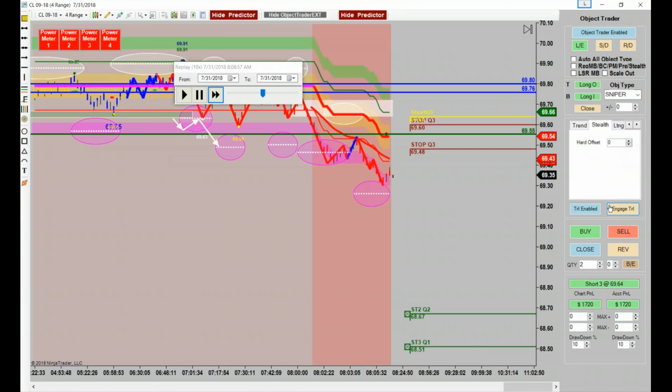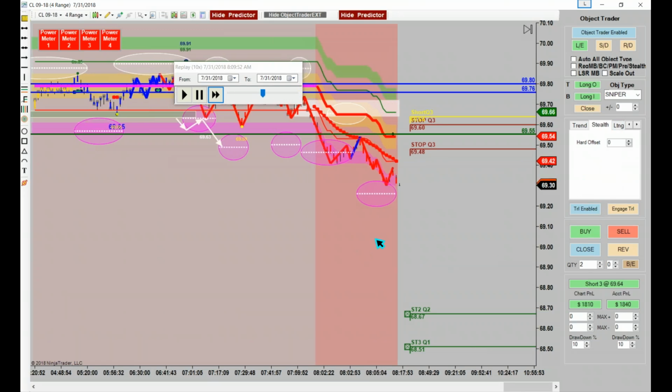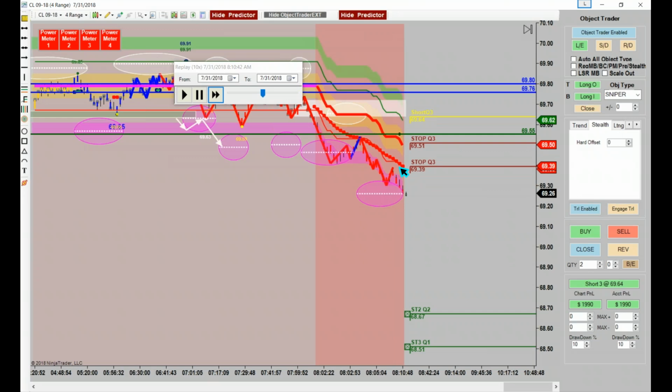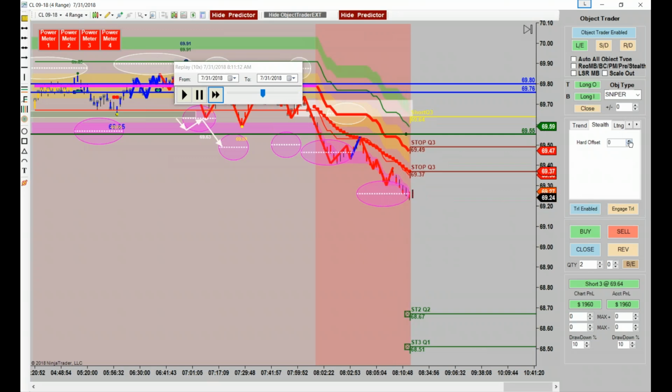If I go with stealth, I can actually hit my space bar and I can tell you where stealth is. Obviously right there is where stealth is. And then I just simply engage my trail and see the trail will follow stealth then. See there? You can also back it off if you want to.